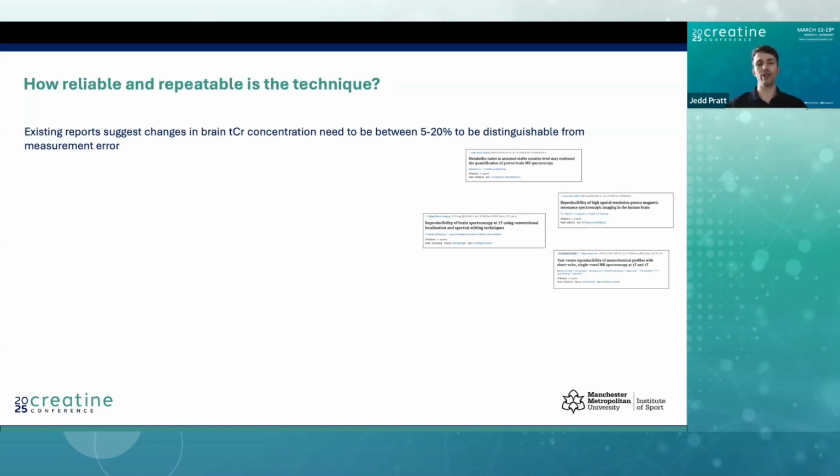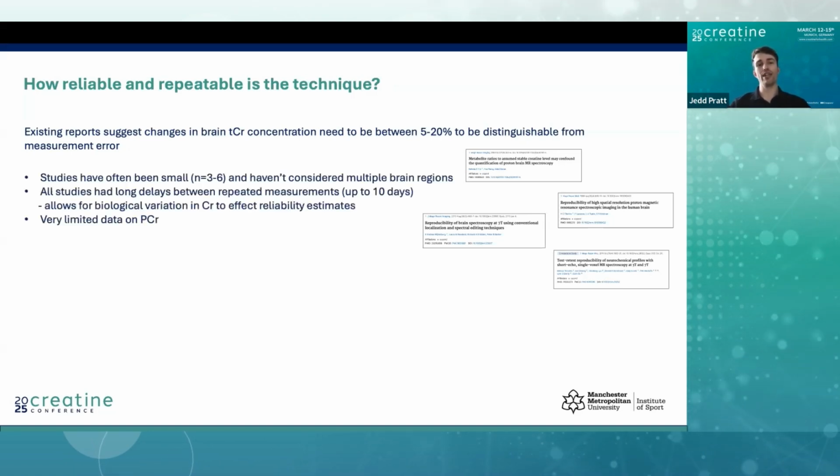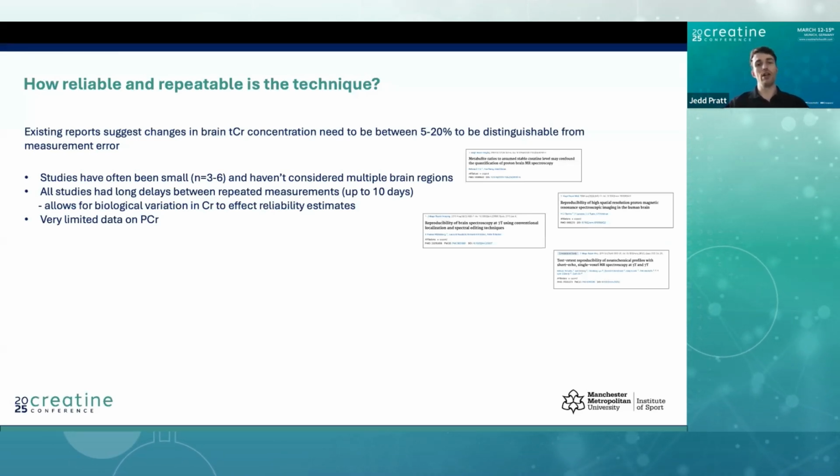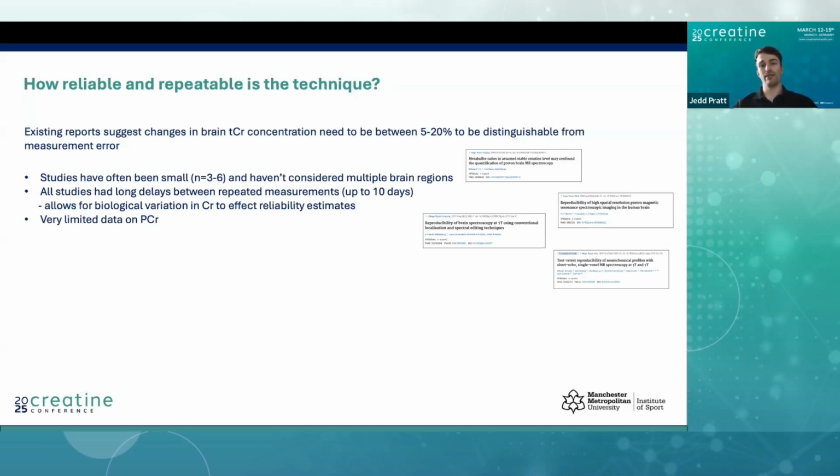And I think another point of discussion is really the quality of these studies. They've been very small in nature. They haven't considered multiple brain regions. And one of the biggest aspects that's relevant to this area is that every study included a very long delay between their repeated measurements, and this was up to 10 days.